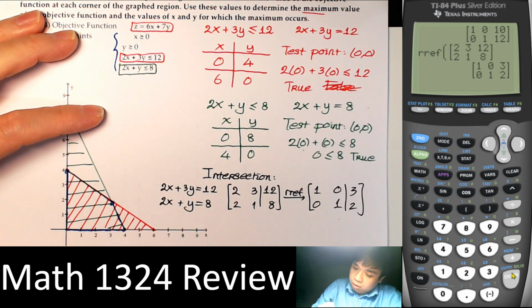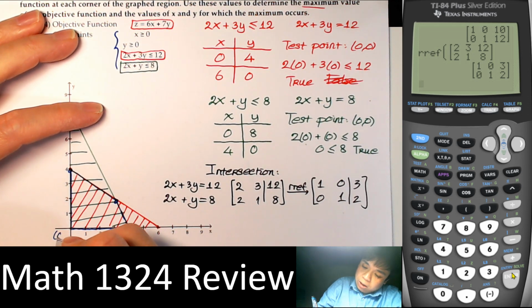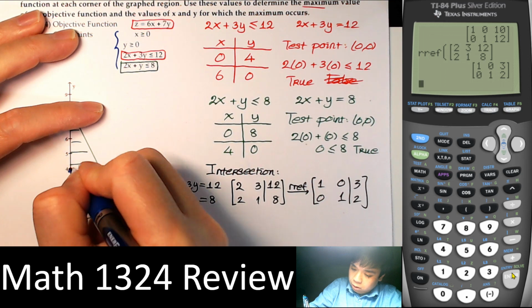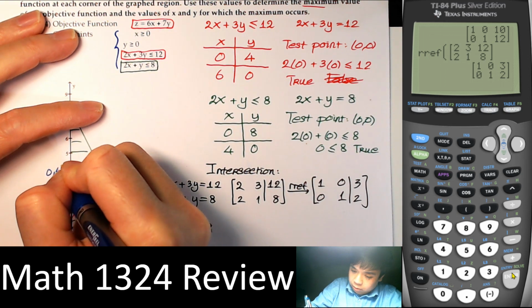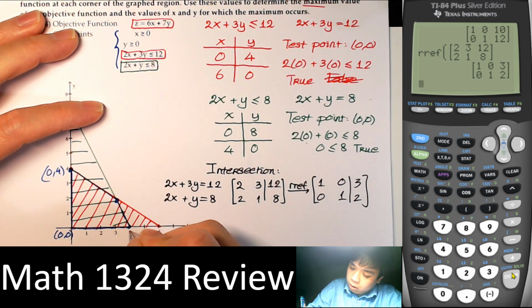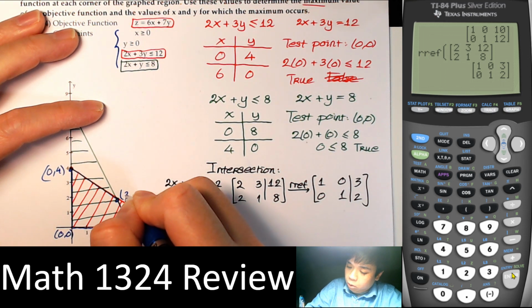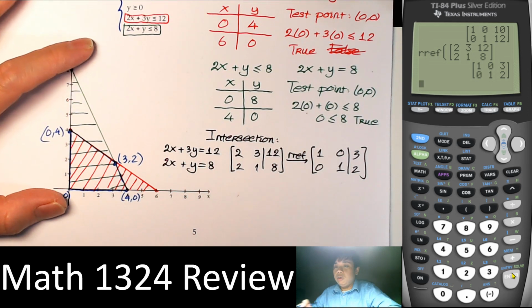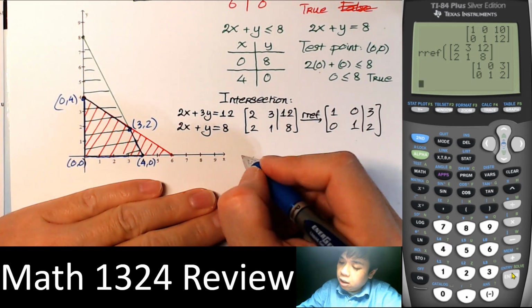Right, let's try the points 0 and 0, 0 and 4, 4 and 0, and 3 and 2. So we have those points. Put all of that on the table.